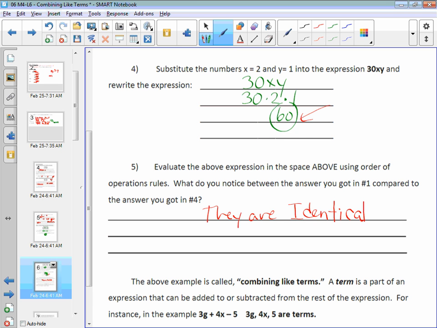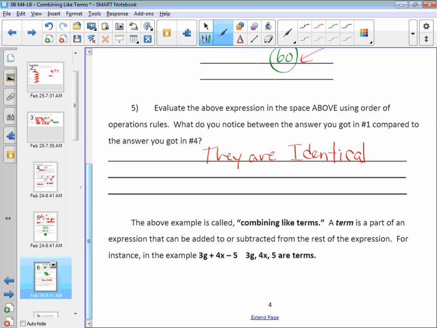This recaps everything that we just did. The example from the previous page is called combining like terms. The word term is a part of an expression that can be added or subtracted, which we've already covered in our notes. So in the example from our warm-up, 3G, 4X, and 5 are called terms. Okay, so that's pretty much our day one.